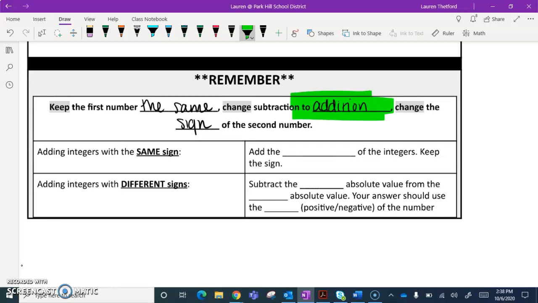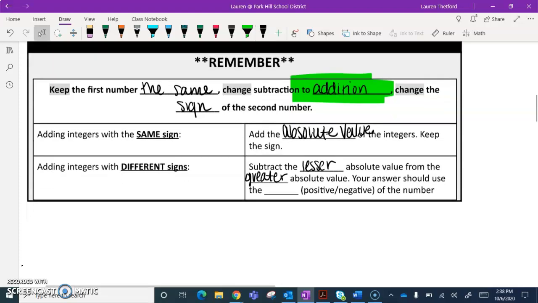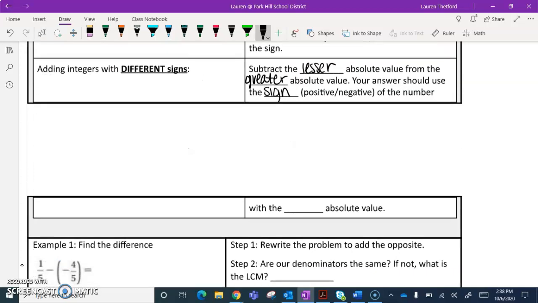Adding integers with the same sign means that we add the absolute values, so the positive values of the integers, and we keep the sign. And when adding different signs, we subtract the lesser, so the smaller number, from the greater or larger number. And then we take the sign of our larger number.